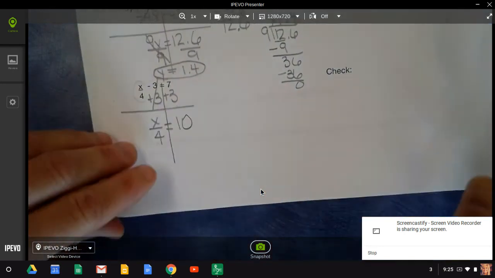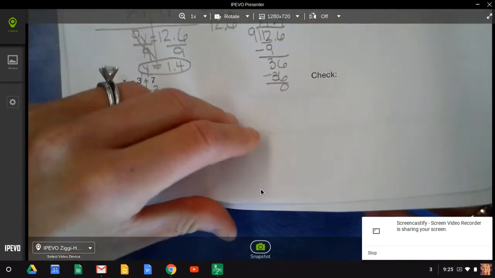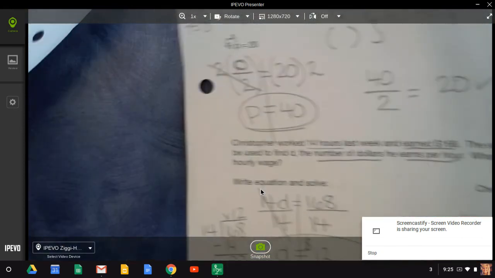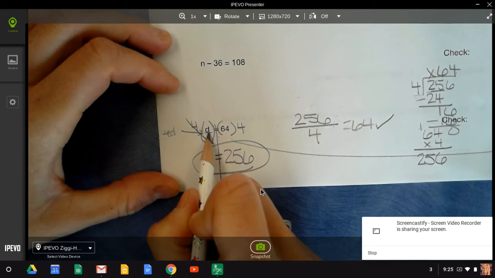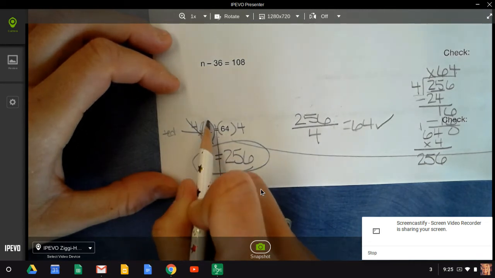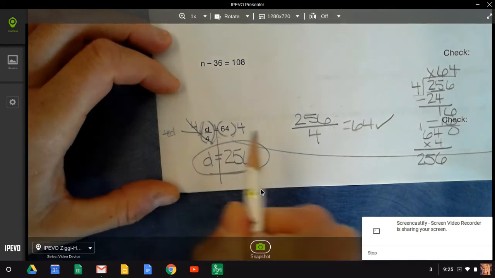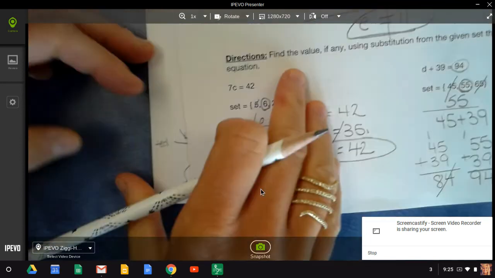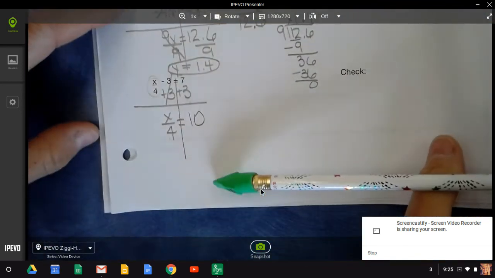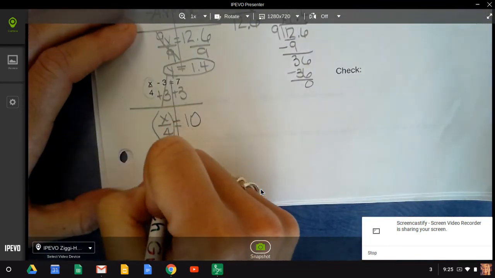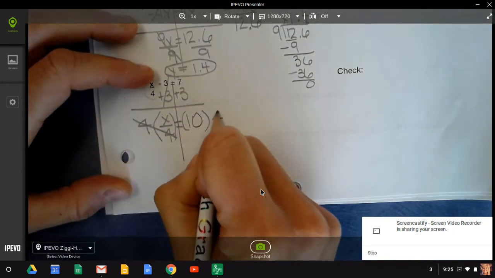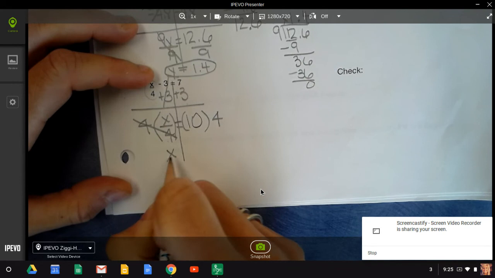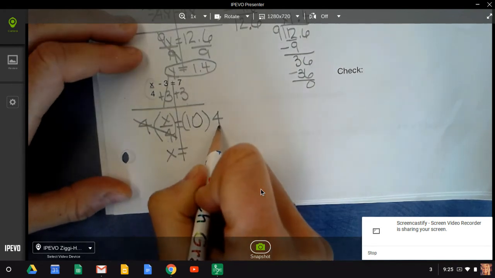Now this looks very similar to a problem we did the other day. It looks very much like this one right here. And if you noticed, this meant divided by, so we multiplied, we used these little parentheses to show multiplication by the number on the same side of the variable. So that's what we're going to do here. We're going to multiply both sides by 4. Those cancel because that's 1, and 1 times x is x. 10 times 4 is 40.